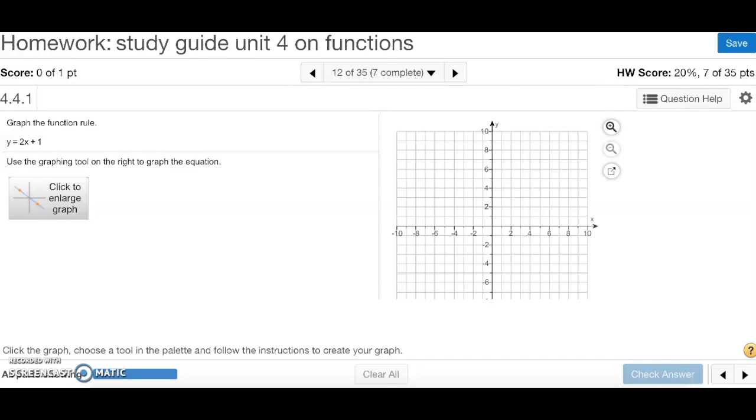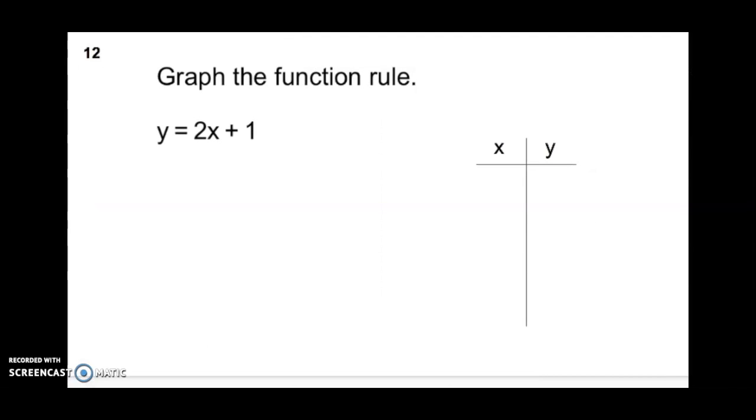Number 12, graph the function rule. So we're going to make a table of values to find points to graph. So let's do that. First, I'll make a t-chart with x and y, and I choose a couple small numbers to represent x. I'll choose 0 and 1. Now I'll substitute both of those in for x. 2 times 0 is 0 plus 1 is 1. 1 times 2 is 2 plus 1 is 3. So I'm going to graph the points (0, 1) and (1, 3).